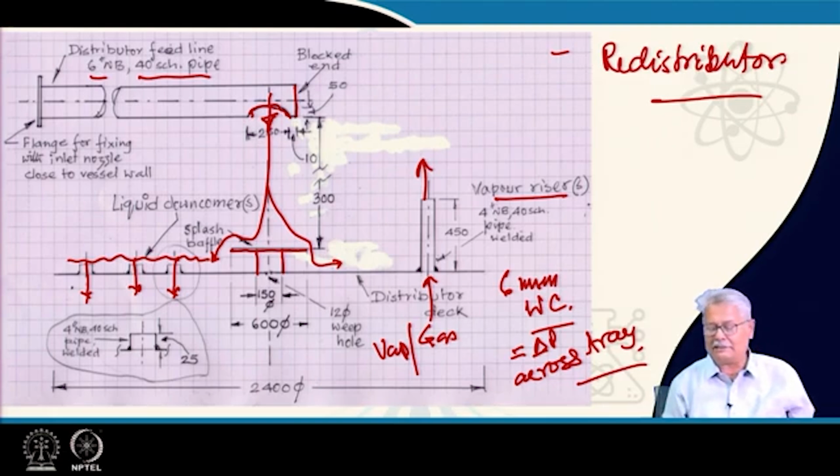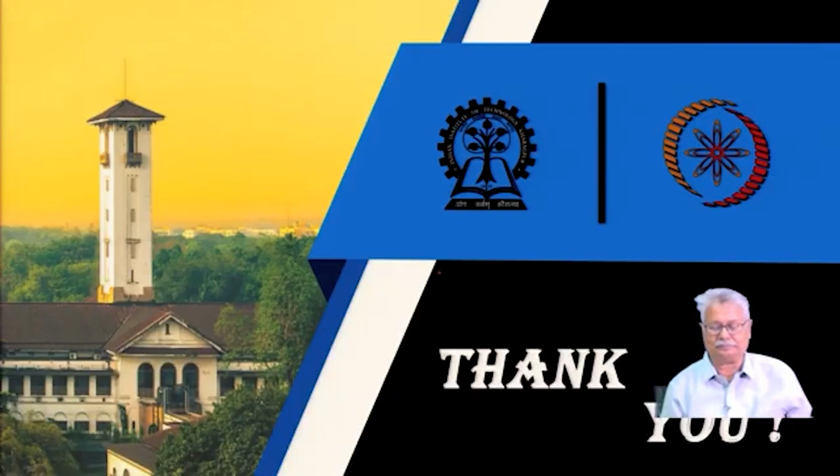The number of vaporizers and their dimensions, you can find it. These distributors are typically made from 4-inch nominal bore 40 schedule pipes. These are welded to the deck as well. The dimensional values are all given here. If you have to design one, you may refer to those.